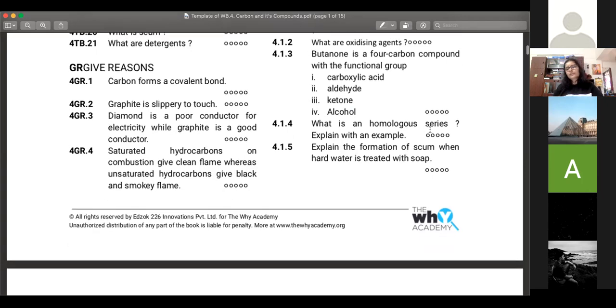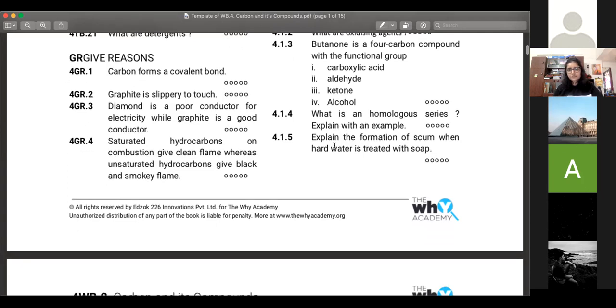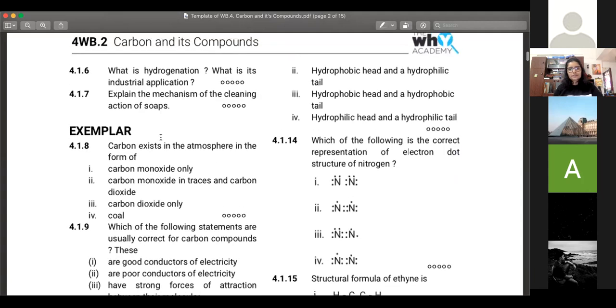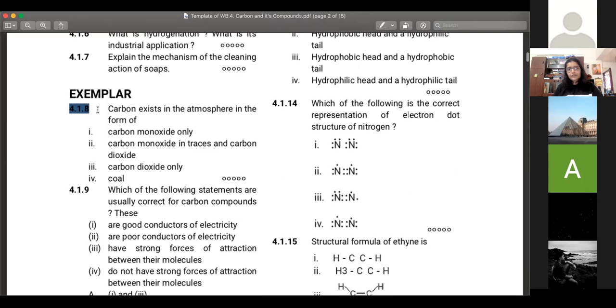What is a homologous series? This is again a definition wala question. You guys can check your notes. Scum and soap and all, we didn't do soap. Hydrogenation. These are all related to equations, so let's not do that. 4.1.8. Oh, we haven't discussed this directly. This is a good one. Carbon exists in the atmosphere in the form of carbon monoxide only, monoxide in traces and dioxide, or carbon dioxide only, or coal.